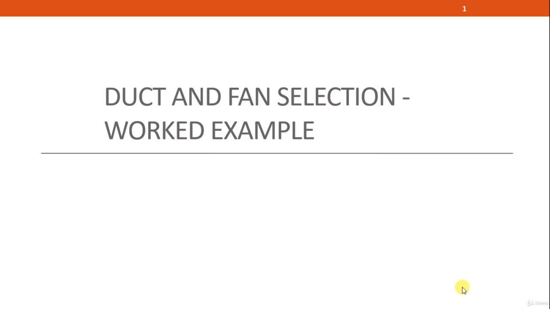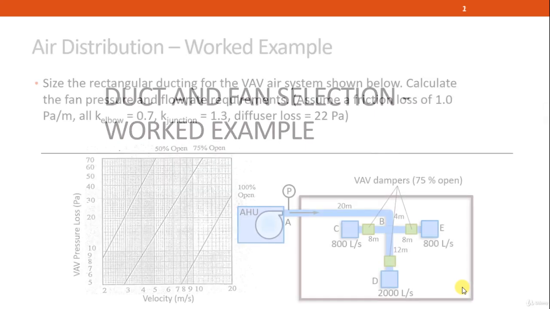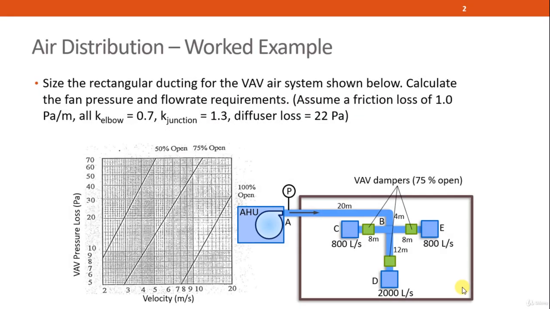Let me go through a work example on how to select a fan and duct. In this question, let's say we have an AHU and it passes through duct section A, B, and is split into BC, BE, and BD. And we also have three respective dampers just before the diffuser. And the VAV pressure loss chart is also given over here.